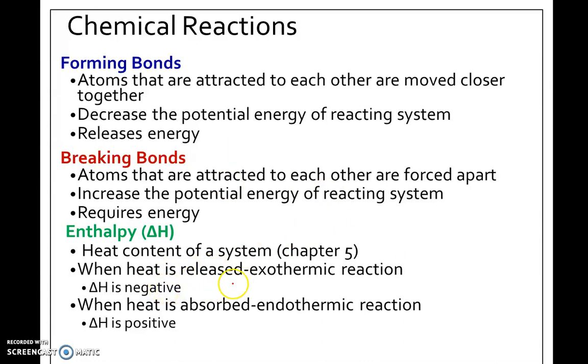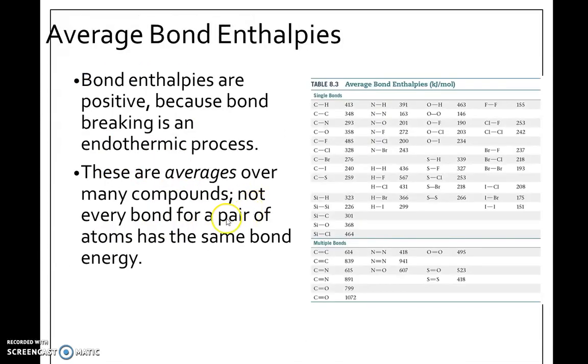So in this case, when energy is released when forming bonds, you can say that's an exothermic process. Breaking bonds requires energy, and it's an endothermic process. And we can see a table in your book, table 8.3. You do not have to memorize this table. You can just notice the trends. So bond enthalpies are positive because breaking bonds is an endothermic process.